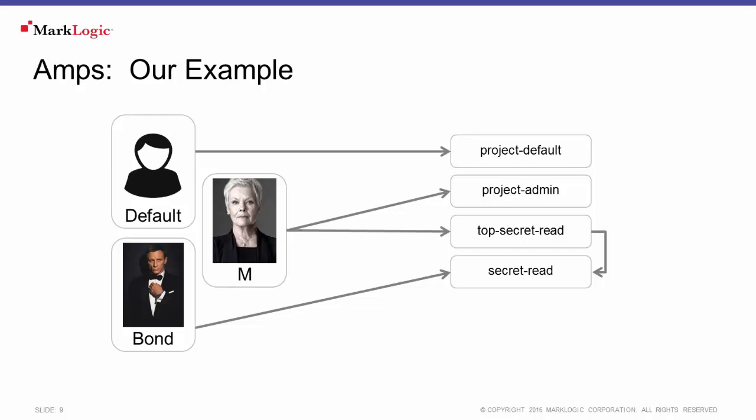But sometimes it might be appropriate for Bond to be able to do an update to a document. For example, what if he needs to send a status update from the field back to his headquarters? Rather than permanently giving Bond the project admin role, which would enable him to do this update, let's instead only give him the ability to run a specific update function in our application by temporarily granting him the project admin role. To do this, we're going to implement an amp. Now let's walk through how we're going to set this up.